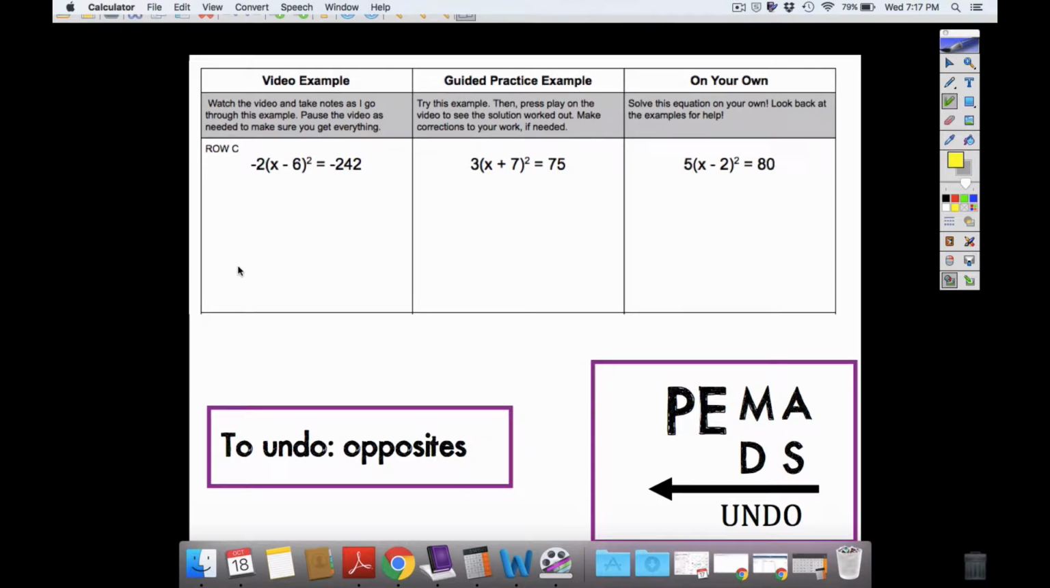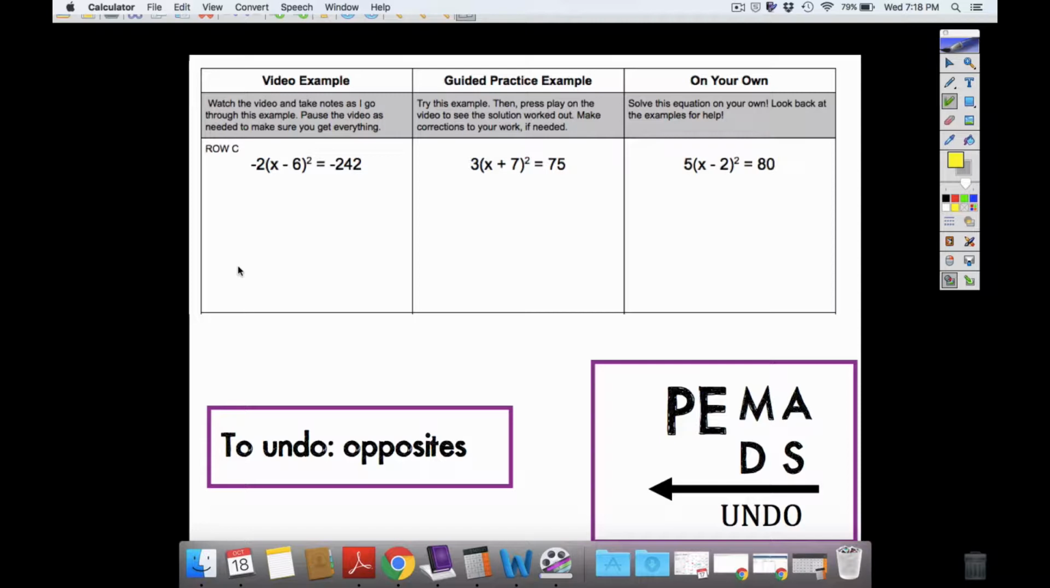All right, in this video, we are looking at rows C and D on your worksheet. So we're looking at these equations that involve squaring, that exponent of 2, and we are looking at slightly different types of examples in this one. So let's go ahead and look at row C.